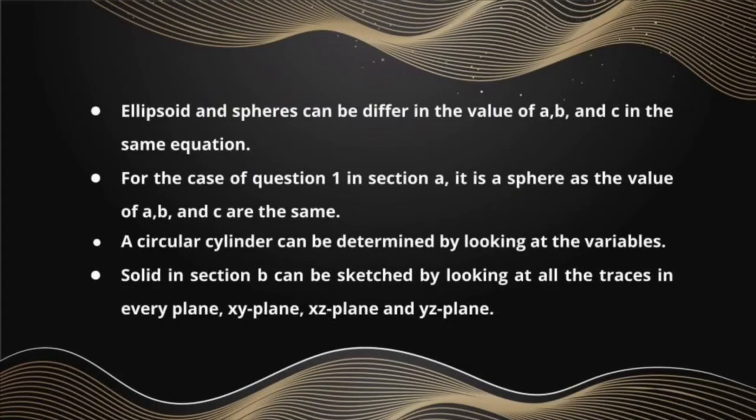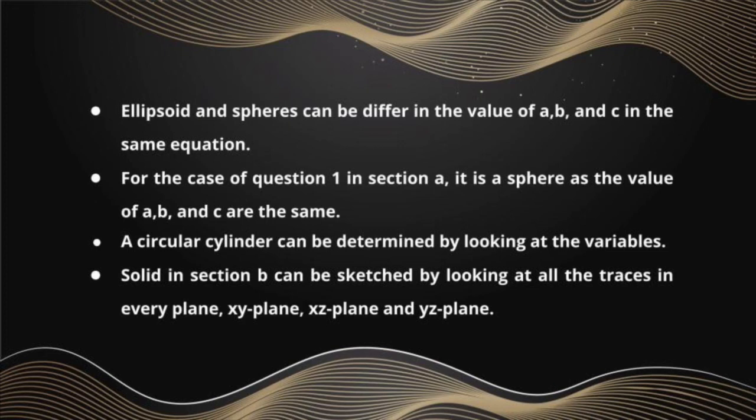Ellipsoids and spheres can differ in the value of a, b and c in the same equation, where if the value of a, b and c is not equal, then it is an ellipsoid. So for the case of question number 1 in section A, it is a sphere as the values of a, b and c are the same.